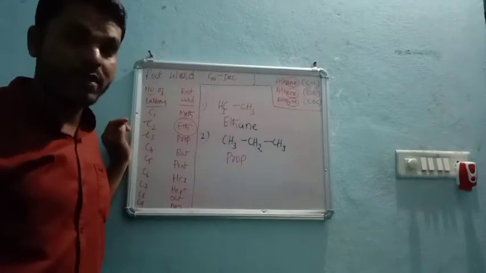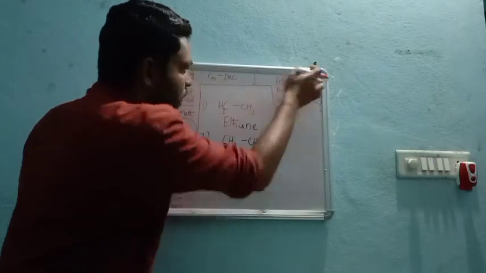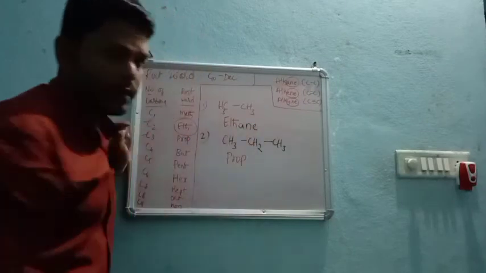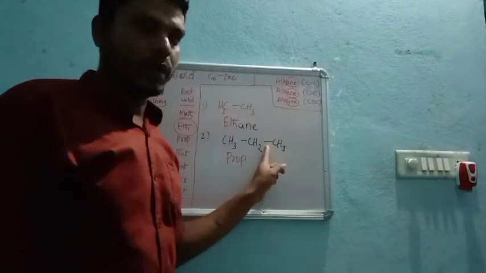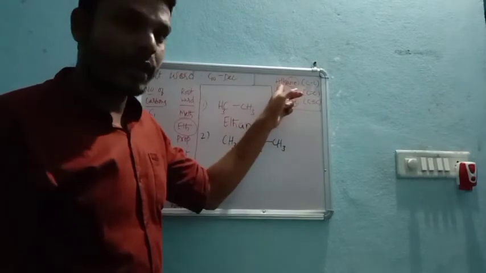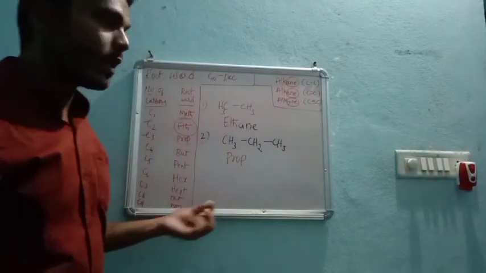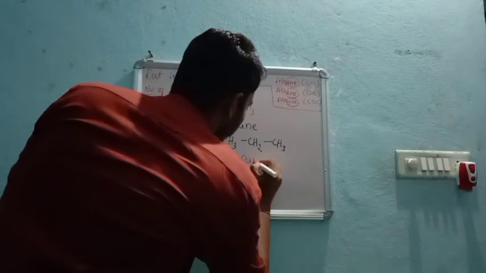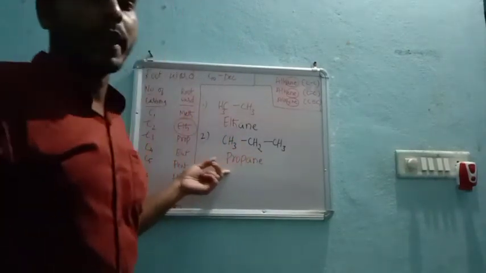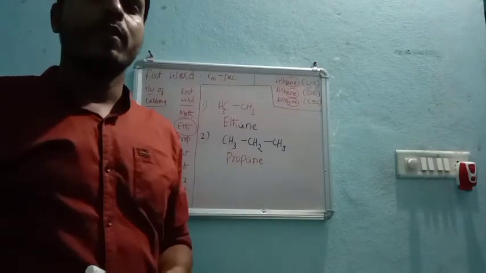Okay. Prefix as pro. Next part. Between carbon and carbon, what is the condition? Single bond only. If it is a single bond, it is saturated, of course. Saturated means alkane. Alkane means we take the suffix ane. And with ane, what is the name? Propane. So the name of this compound is propane.